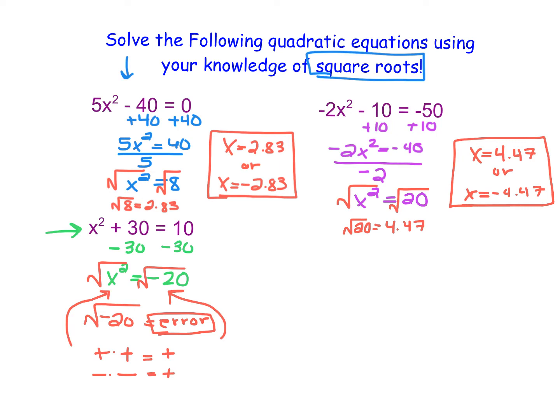So if you end up with something squared equals a negative and you try to square root the negative and you notice it's an error, what your calculator is really telling you is there is no solution here. There is no value for x that when squared will give you a negative 20. So be on the lookout for those no solution situations.